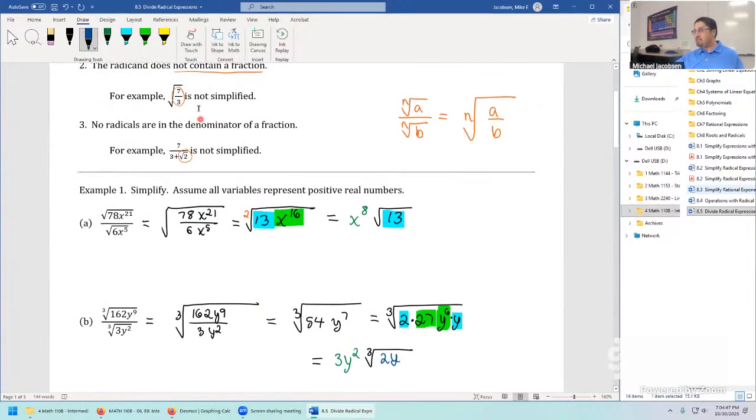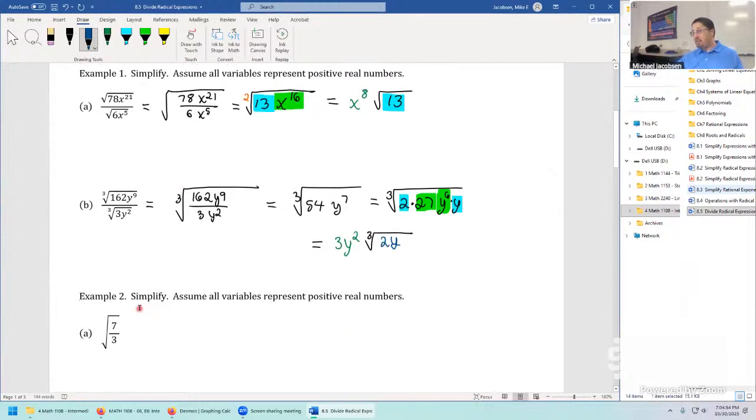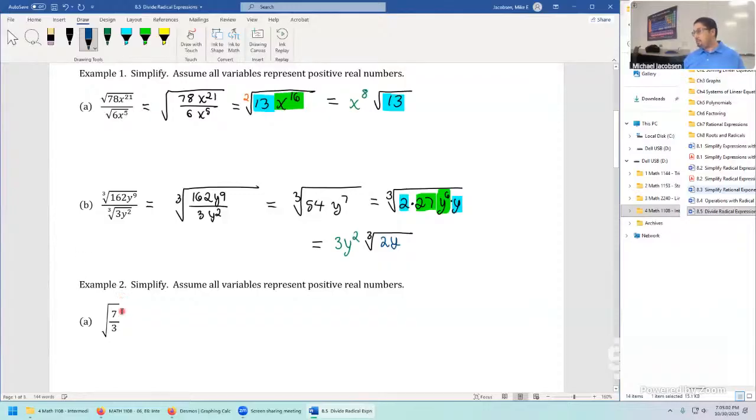Example 2 is slightly different. That's the 7/3 that we saw here. We should see how this one simplifies specifically. This is not in its simplified form because there's a fraction inside the square root of this one. But any questions with the last two that we solved so far?